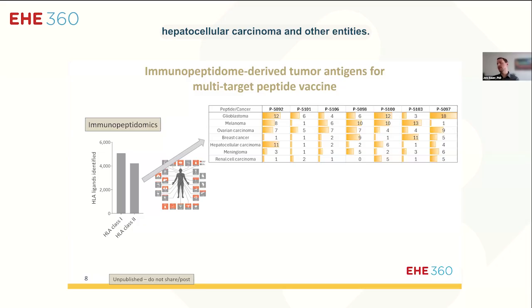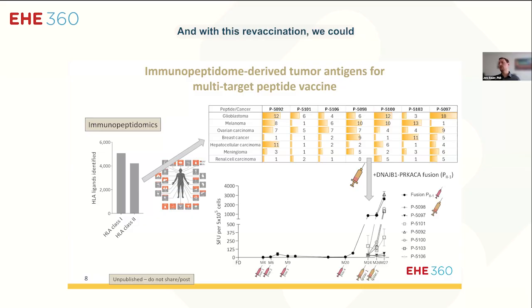So we formulated a new vaccine having the fusion gene and also these non-mutated antigens, the top 7 that we selected, and vaccinated the same patient. And with this revaccination, we could see a very strong induction of new T-cell responses against the non-mutated antigens, but also accompanied by a very strong boost of the fusion gene response, formulating here a better vaccine.